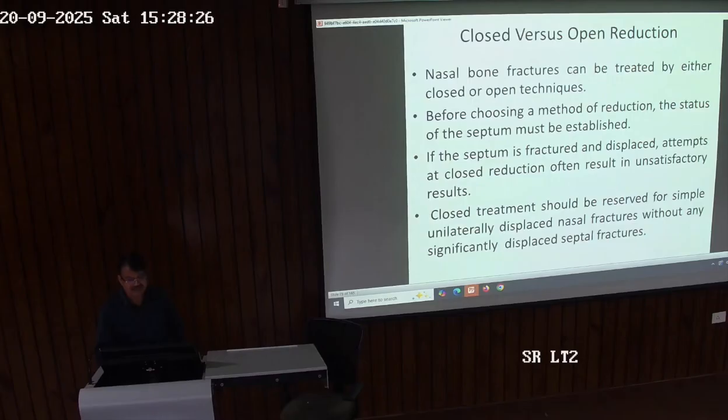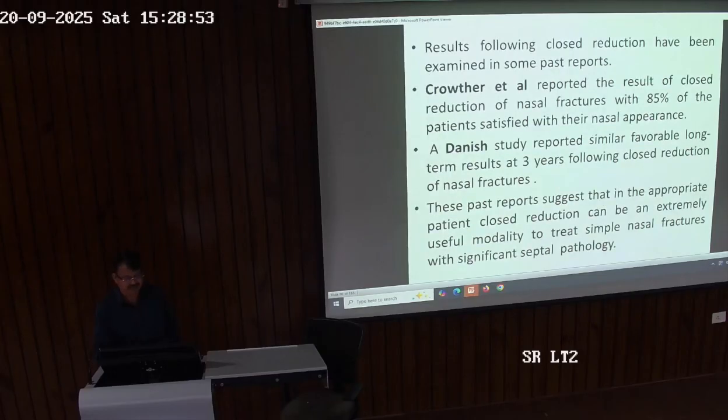Closed versus open reduction. Nasal bone fractures can be treated by either closed or open techniques. Before choosing a method of reduction, the status of the septum must be established. If the septum is fractured and displaced, attempts at closed reduction often result in unsatisfactory results. Closed treatment should be reserved for simple unilateral displaced nasal fractures without any significantly displaced septal fracture. Results following closed reduction have been examined in past reports.